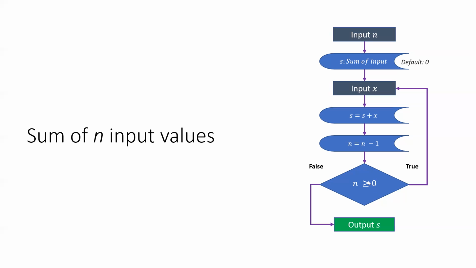The moment n reaches 0, we want to give out the output, which is the sum we have been maintaining all the time. Therefore, it is very clear that we need to have data values stored for n, x, and the sum. So these are the values. Now let us start coding it.